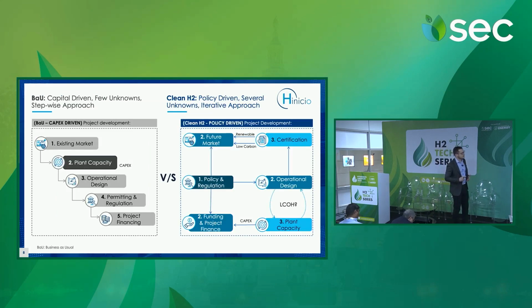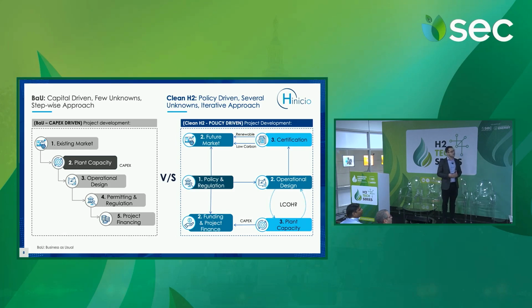To understand the challenge, this is very, very important. We have here the business as usual case. This is how you develop projects usually. I can give you the example of ammonia. With the existing market, you look at the existing market, you take a share of it, and then you say, okay, I'm going to be able to cover that amount of ammonia, and with that, you design your plant capacity. So it's a CapEx-driven approach. Once you have your plant capacity, you go on the operational design and the permitting and regulation, and you are able to finance your project.